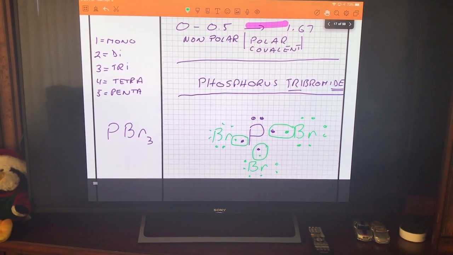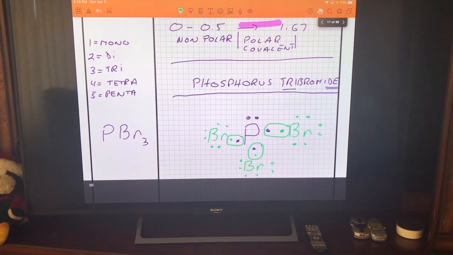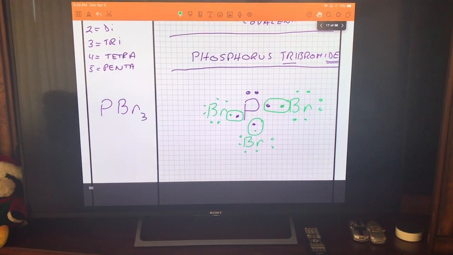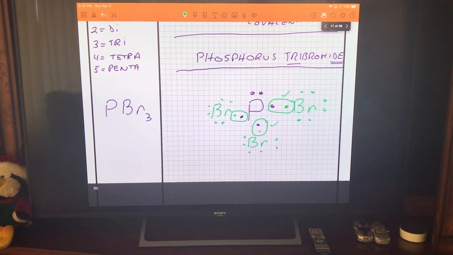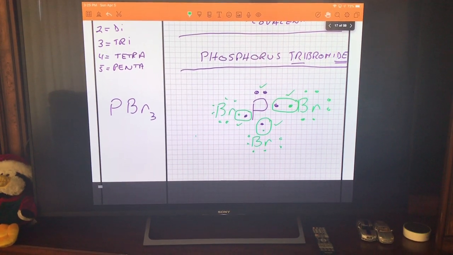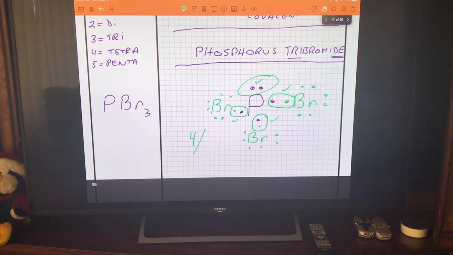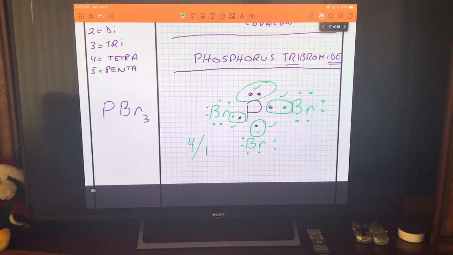The last thing that we need to do is to count how many pairs of electrons there are on the central atom. And so in this case, there is 1, 2, 3, 4 total. And only this one up here is a lone pair. So remember, that's 4 total and 1 lone pair.